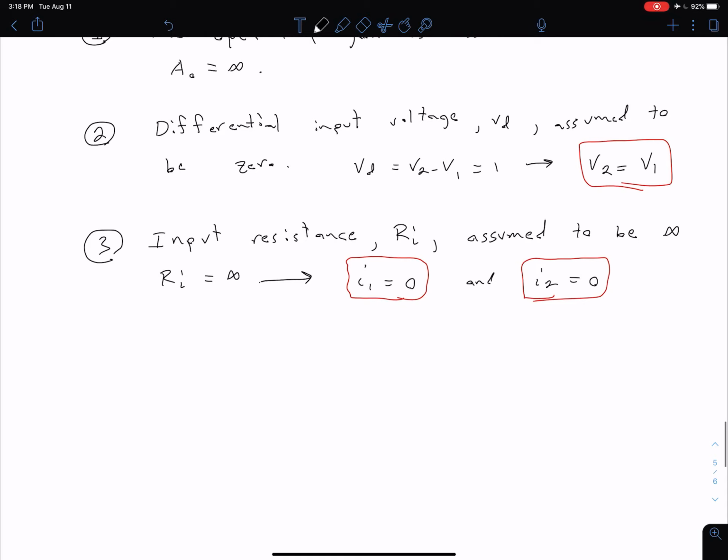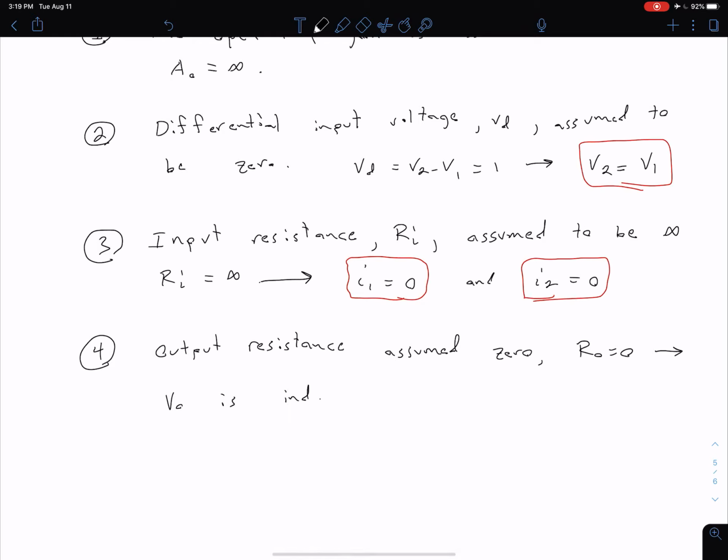Okay, so then finally, the fourth point we want to note about our ideal amplifier is that our output resistance is going to be assumed to be 0. So output resistance assumed to be 0, and so we could just write that as R0 equals 0. And we'll get a little more into this later, but basically what this entails is that our output voltage Vout, in our ideal case, is going to be independent of the load connected to the amplifier.